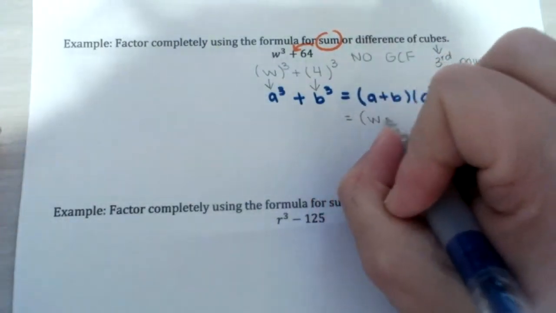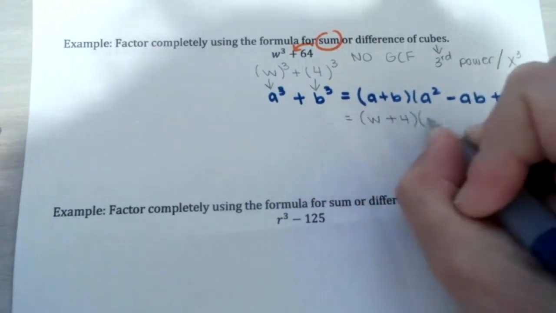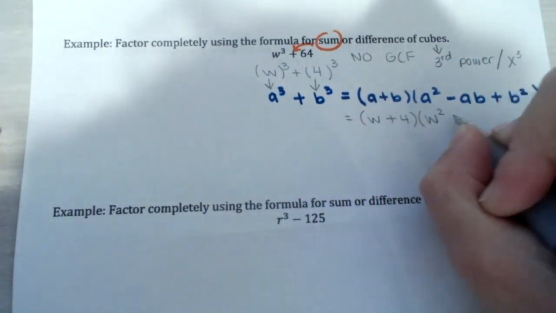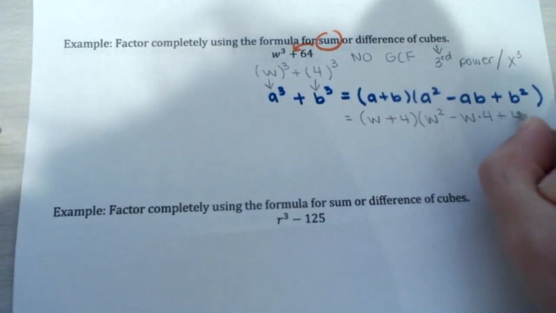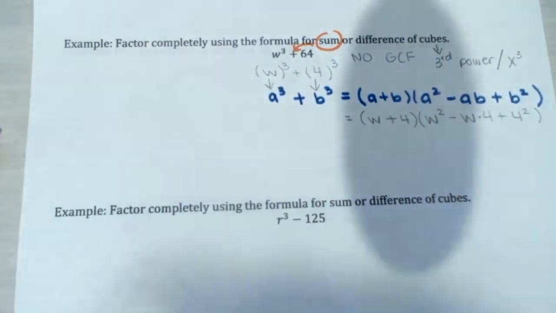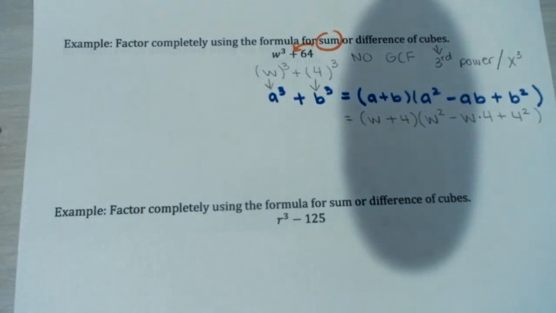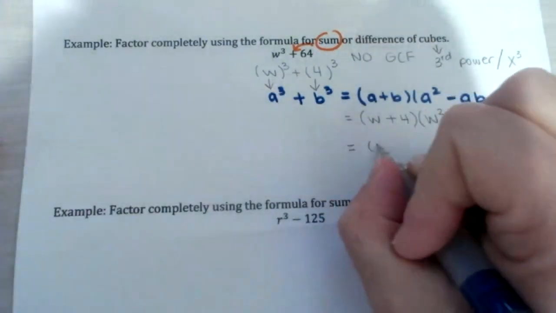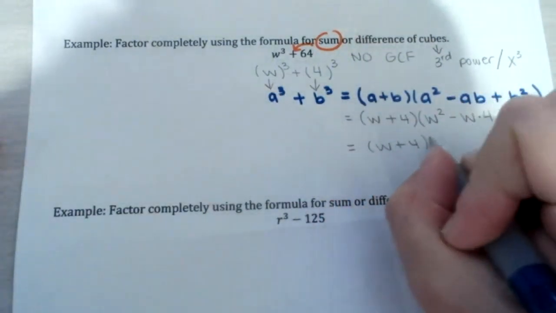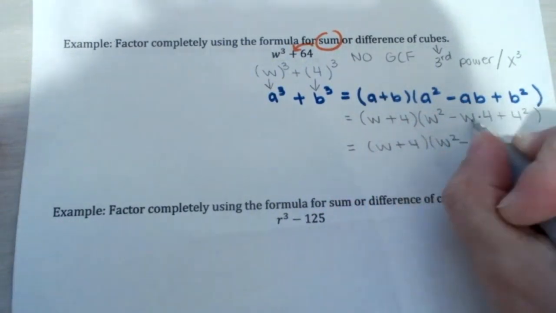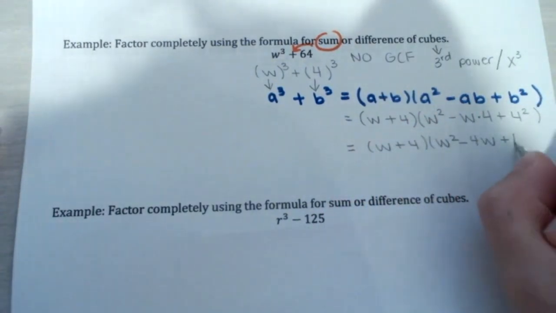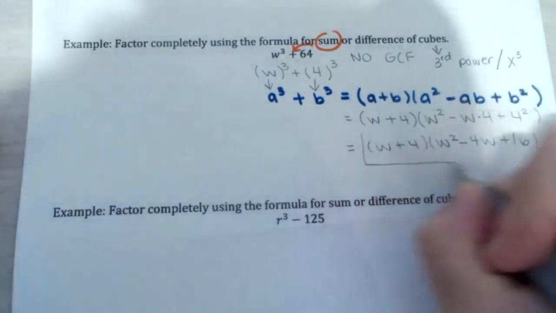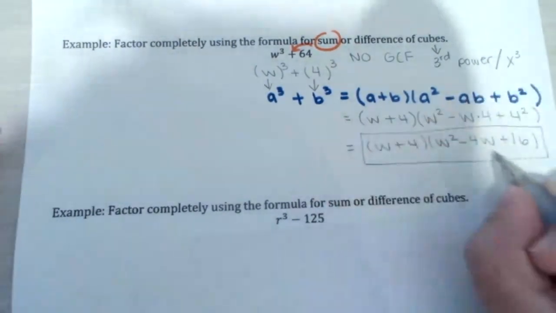So a, which is w, plus b, which is 4, times a, which is w, squared, minus a, which is w, times b, which is 4, plus b, which is 4, squared. And that's it. I'm just going to have to simplify it a little bit. So we have w plus 4 times w squared minus w times 4, which I can write as 4w, plus 4 squared. 4 times 4 is 16. And boom, that's your answer.